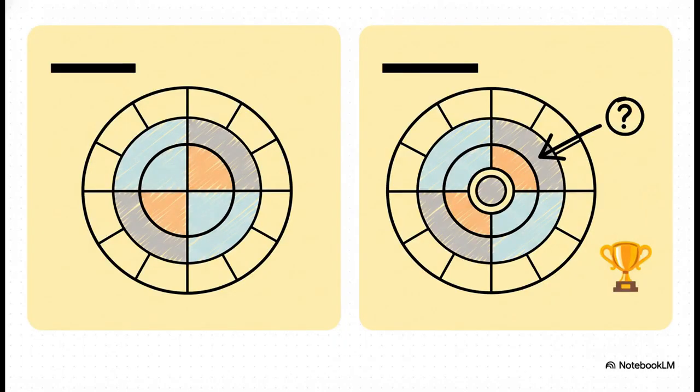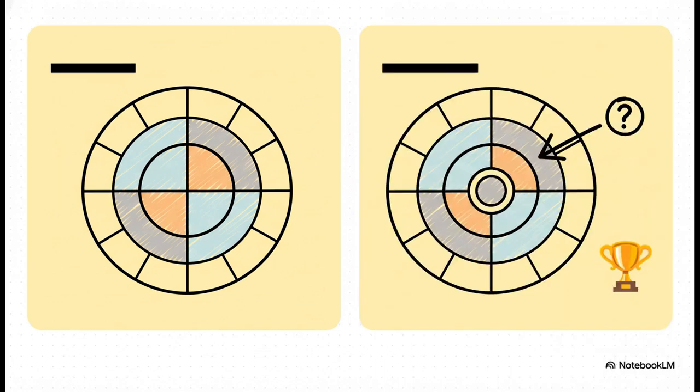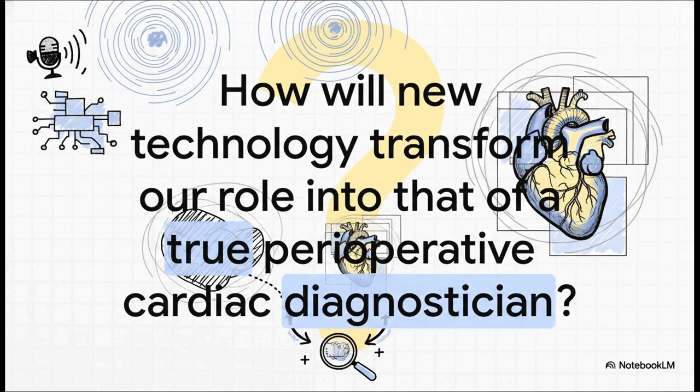Historically, there have been 2 main models used for this. The 16-segment model divides the LV into 6 basal segments, 6 midventricular segments, and 4 apical segments. The newer and now currently recommended standard from the American Society of Echocardiography is the 17-segment model. It's almost identical, but it treats the very tip of the apex as its own distinct 17th segment, which they call the apical cap. It's a subtle difference, but knowing which model your institution uses is important for interpreting reports correctly and communicating clearly.